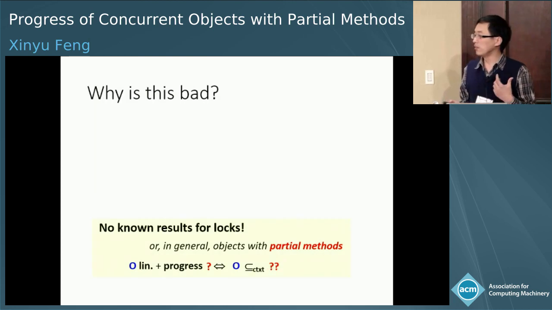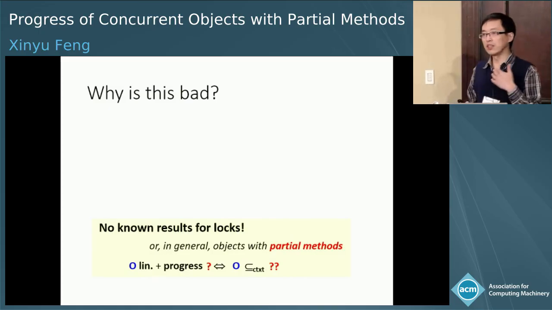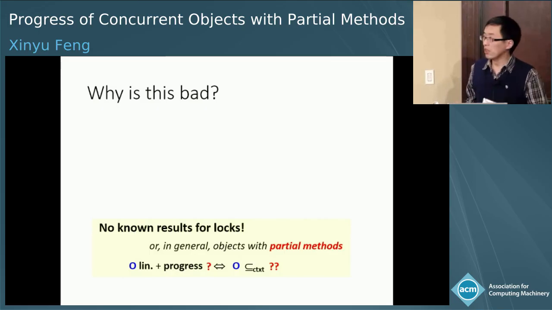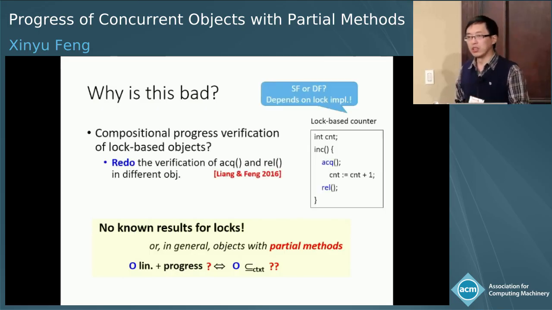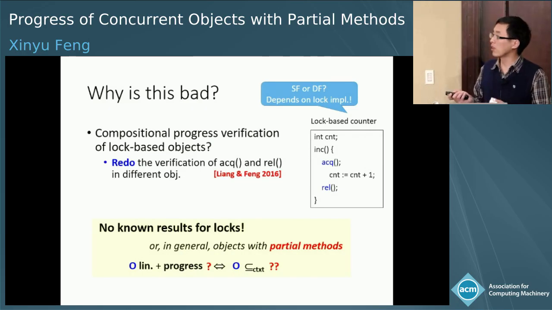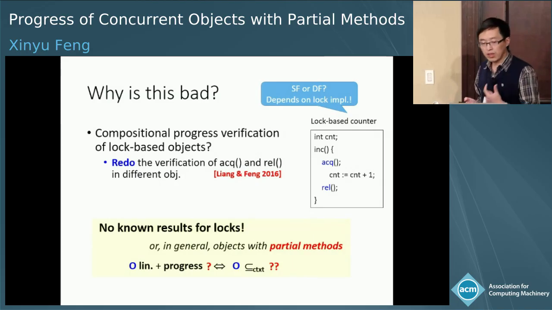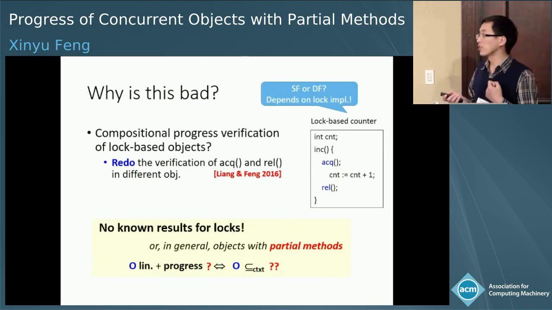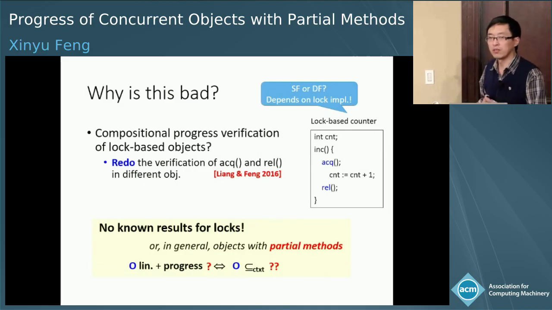So why is this bad? Theoretically, this means that we probably don't understand locks very well. But more importantly, practically it means that this affects our ability to do compositional reasoning. If we look at this simple lock-based implementation of a counter, in this lock-protected critical region, we just increment the counter by 1. If we want to talk about its progress, and say if it's starvation-free or deadlock-free, we cannot answer the question without looking into the implementation of locks.